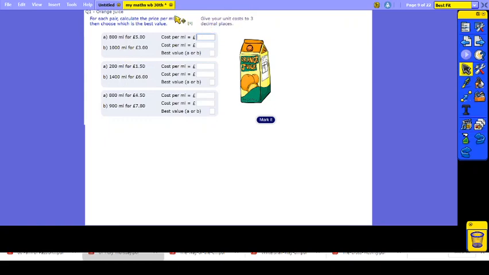So the first thing I've noticed is saying to me that for each pair I've got to calculate the price per millilitre and then choose which is the best value. And it's asking me to give my unit cost to 3 decimal places.